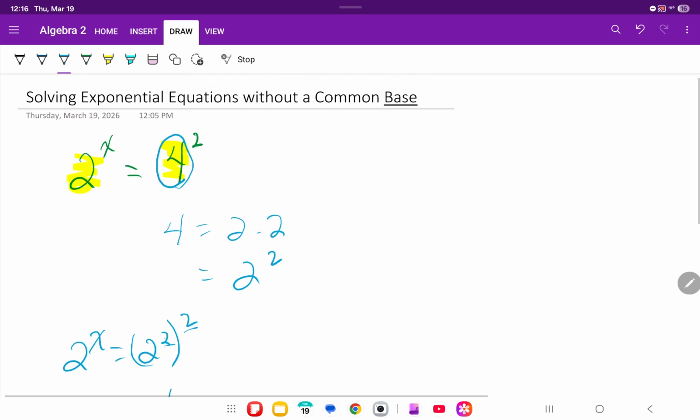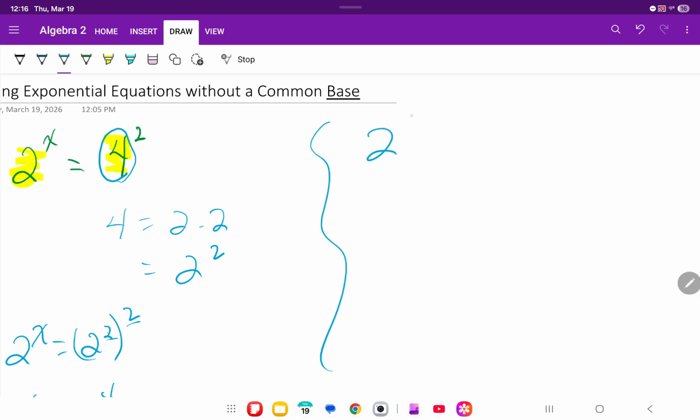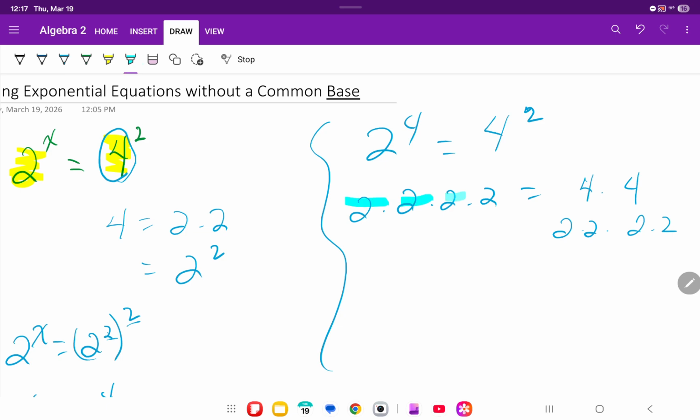And we can actually see when we do that, if I take 2 and raise it to the 4th power, that would be the same thing as 4 squared. So 2 raised to the 4th power is 2 times 2 times 2 times 2. I'm just expanding this out. And 4 squared would be 4 times itself 2 times. And 4, of course, we know is 2 times 2, and 4 is 2 times 2. And I can see that I have 1, 2, 3, 4 2's here, and I have 1, 2, 3, 4 2's there.